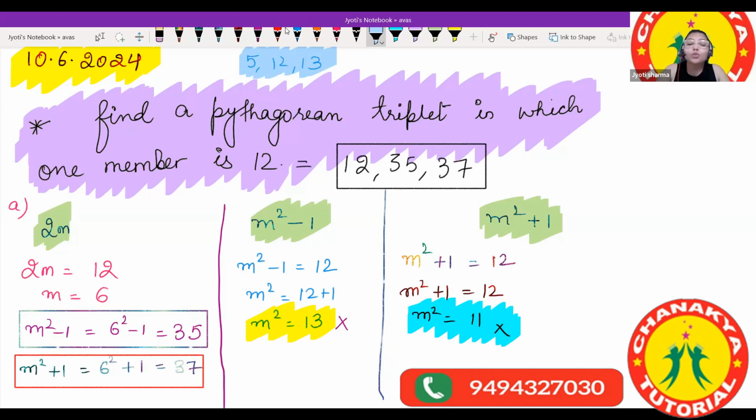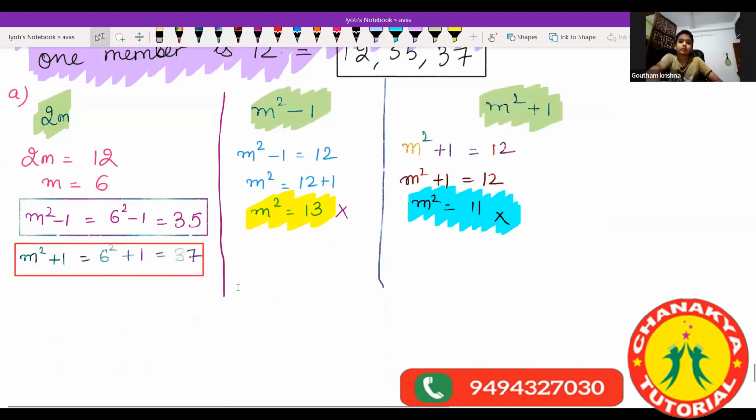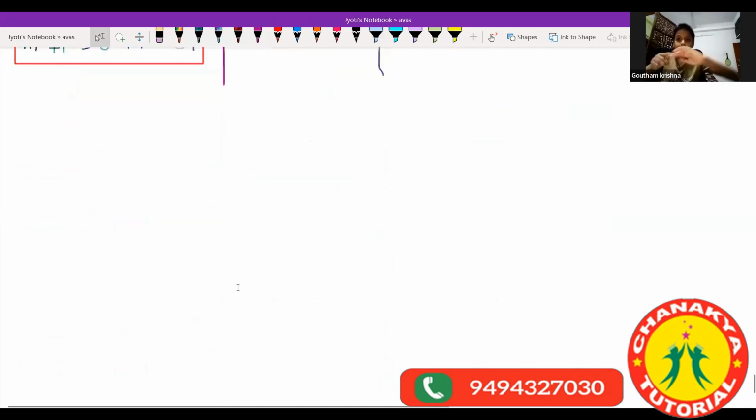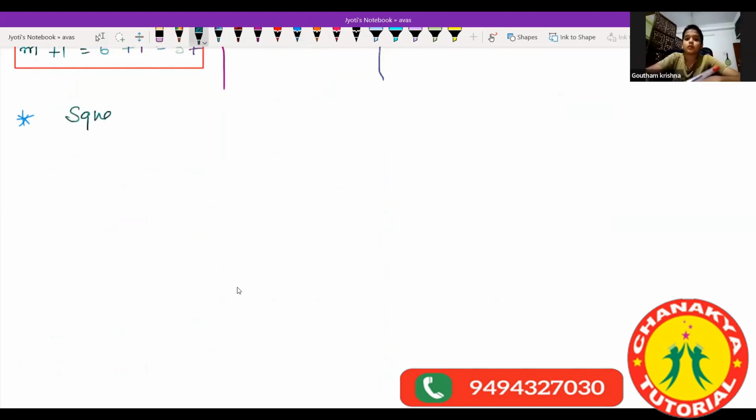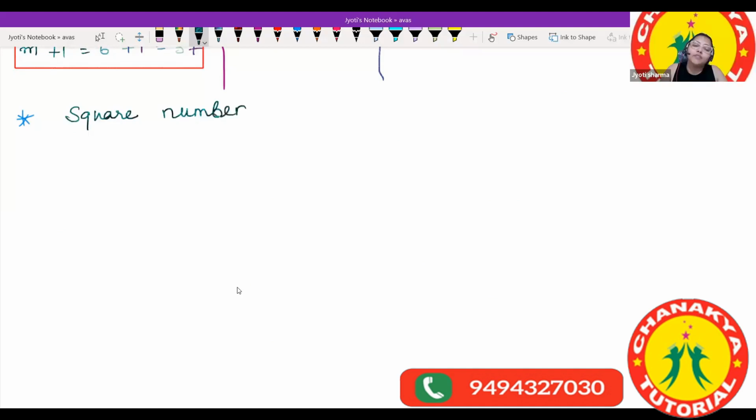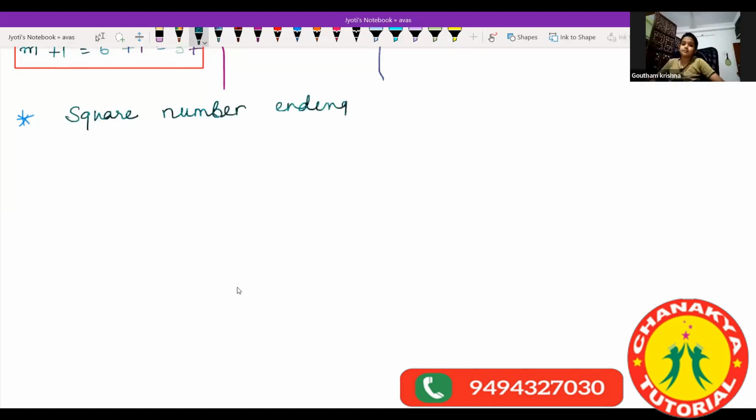Now, are you ready to do some practice? Yes, ma'am. Or right now we can learn how to find a square. You remember I told you how we find the square of a number ending with 5? You remember this? Yes, ma'am. Okay.